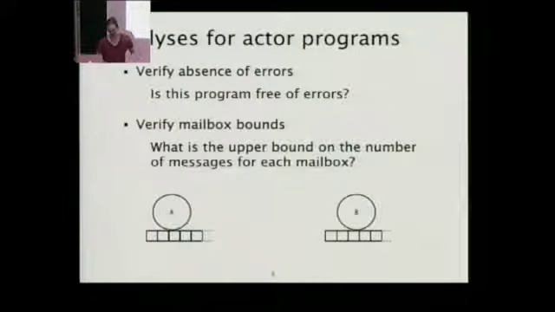We also are interested in verifying bounds on mailboxes. So suppose that we have two actors and their behavior is the following. When actor A receives a message, it processes the message, it sends a message to B, which has the same behavior. It receives the message, it processes it and sends it back to A. If we know that this is the only message that can appear in the execution of this program, we don't need to allocate more than one element for the mailbox, so we can only allocate a single cell. And so we also want to verify this. So we are interested to detect errors and to verify the bounds on mailboxes, and to verify absence of errors.